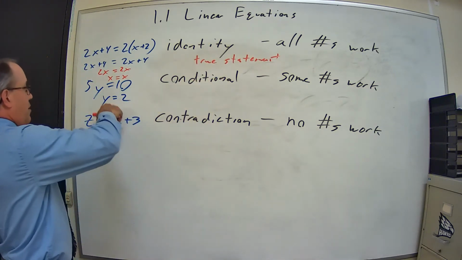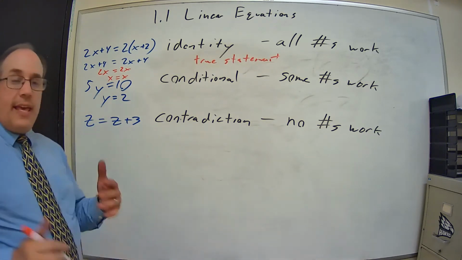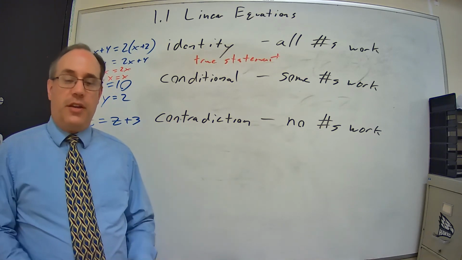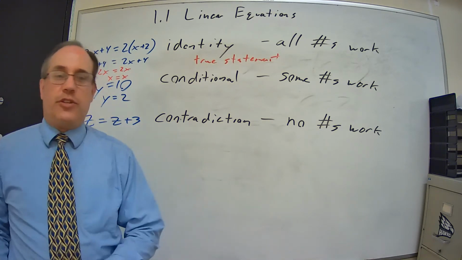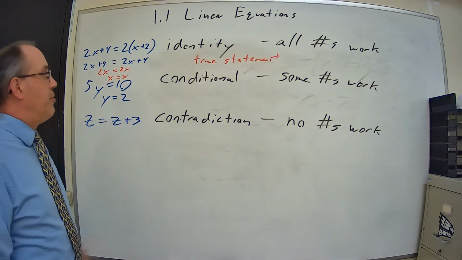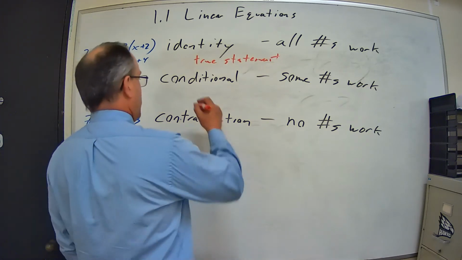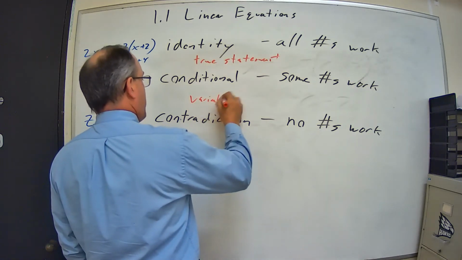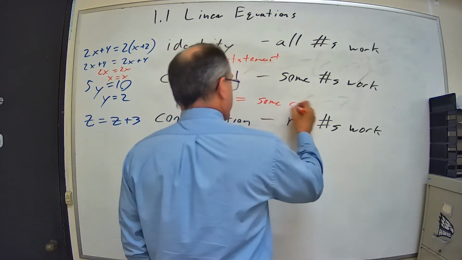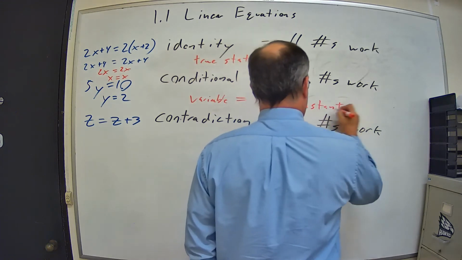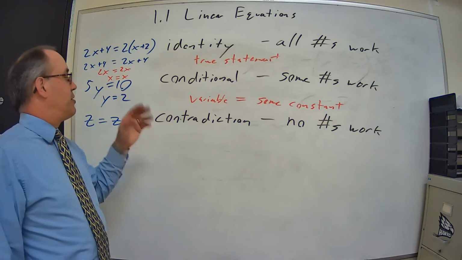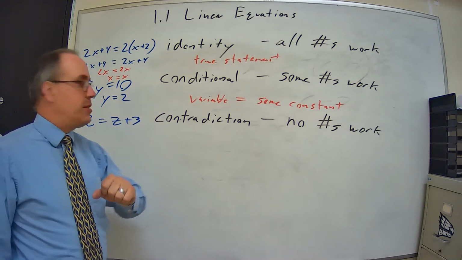Conditional statement, y equal to 2. If we have a conditional statement, we will come up with a value that works. The variable is equal to such and such. And that's what we get here. Y is equal to 2. So I'm going to put that as variable equals some constant. And that's a true statement. It's going to create a true statement: the variable is equal to some constant.